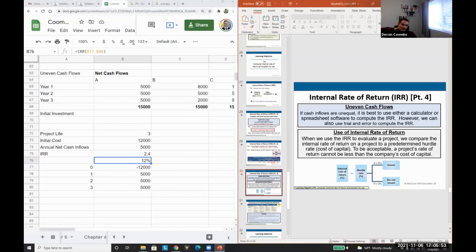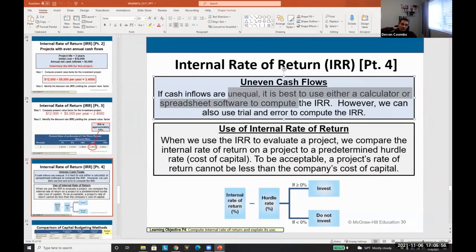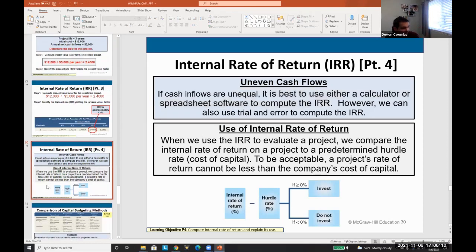So this is exactly what it's saying: use spreadsheet software to compute IRR. That's definitely the best way to do it. In practice, I would never use a workbook. So I'm trying to teach you what I'd use in practice. We use IRR to evaluate a project and compare projects against predetermined rates.